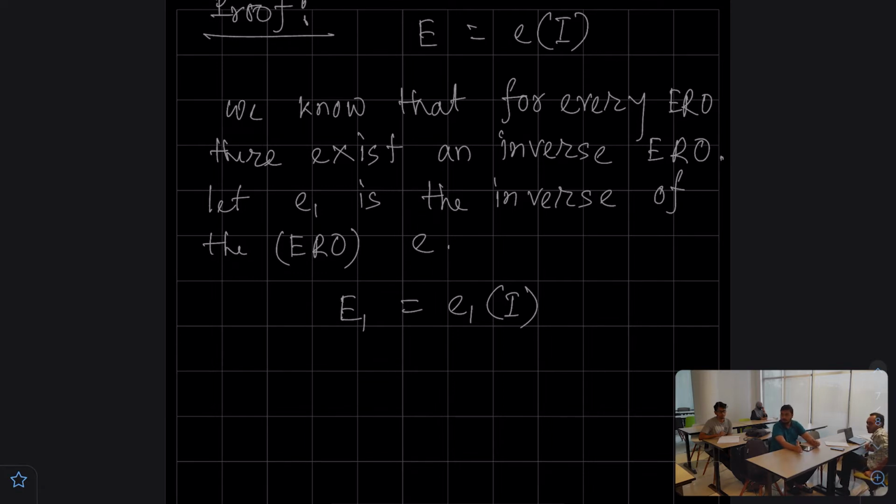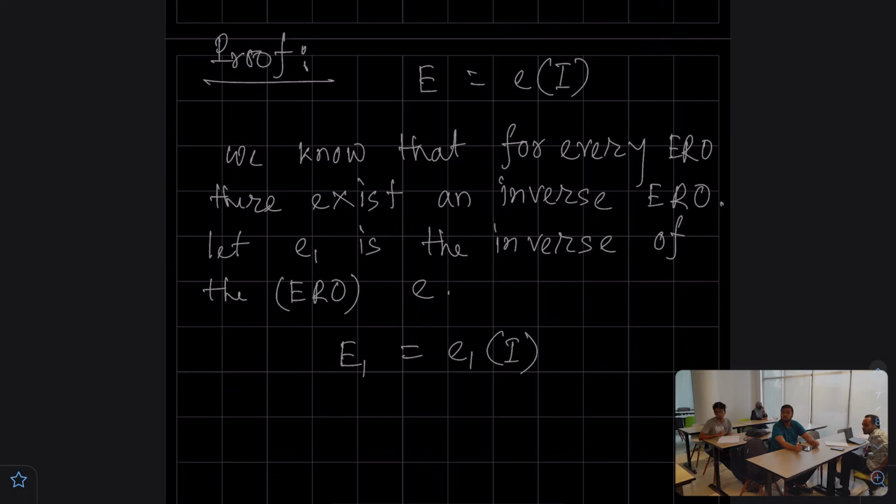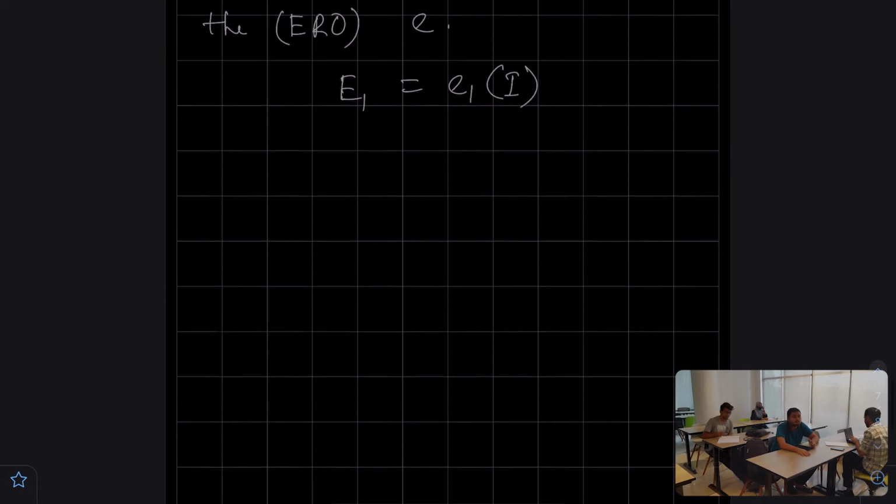So yeah, okay, I'm considering that for every row operation there exists an inverse row operation. Yeah, we proved it in a previous lecture. The inverse row operation gets back the original. It's like I do a row operation and then just reverse it. Yeah. And why is this possible?